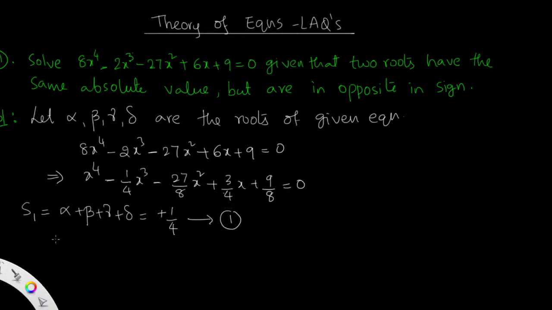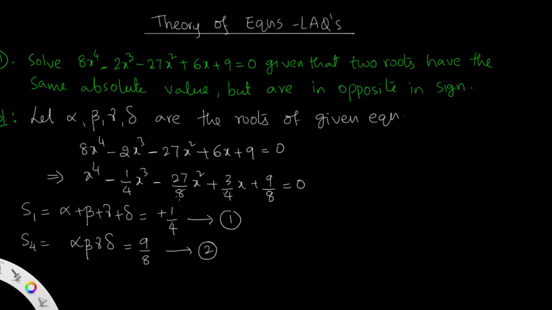And then the product of the roots, that is S4, alpha, beta, gamma and delta. S1 is minus b by a, S2 is c by a, S3 is minus d by a, and the product of the roots, that is S4, with coefficients a, b, c, d, e and signs plus, minus, plus, minus, plus, is e by a, nothing but 9 by 8. So this is the second equation.